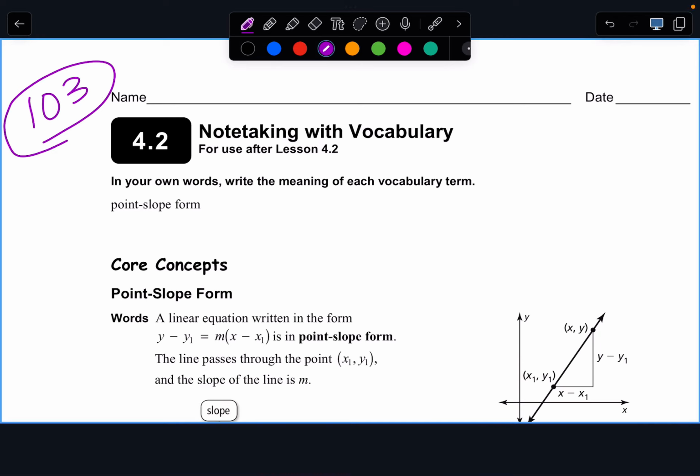We know that the slope formula is y2 minus y1 over x2 minus x1. Do you agree with that? Yeah. We're on page 103. It literally says it on the board.